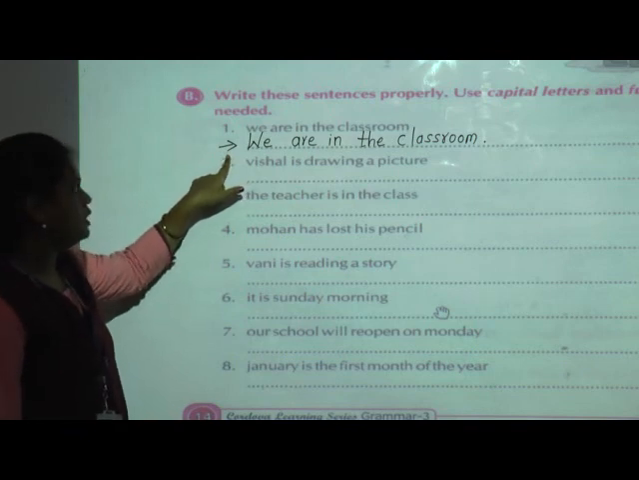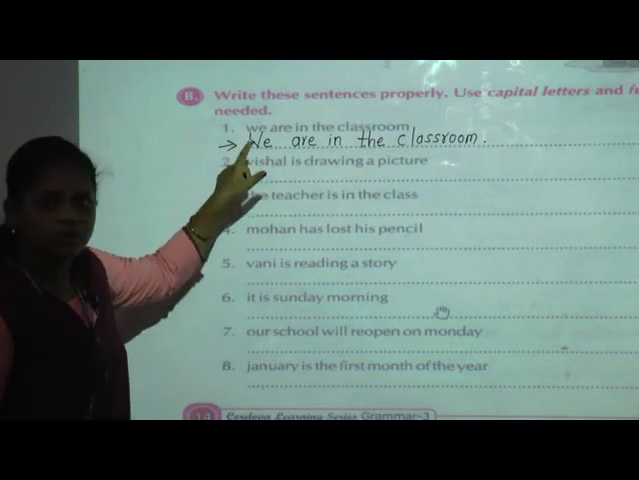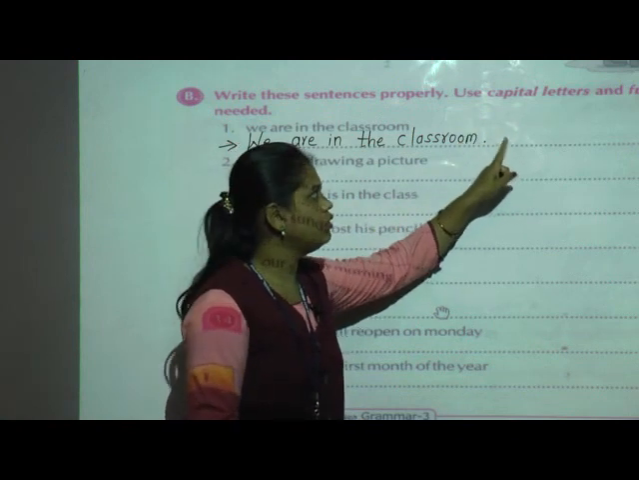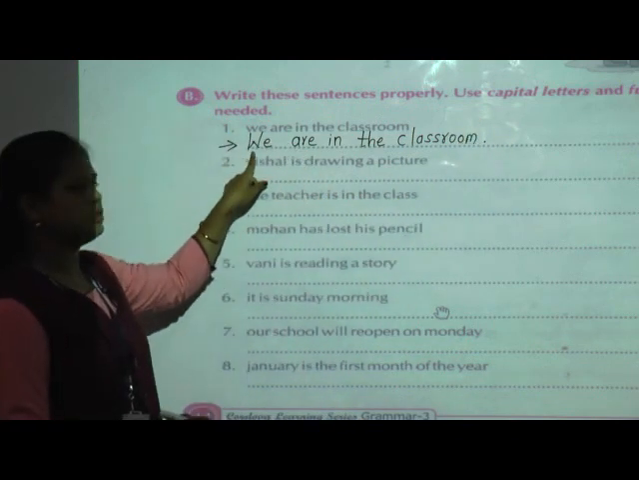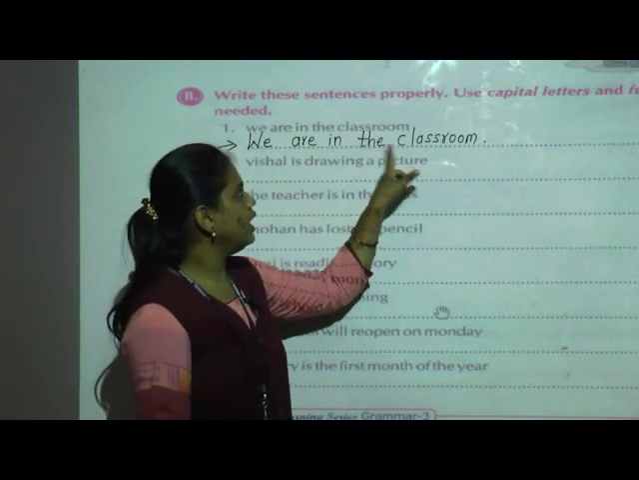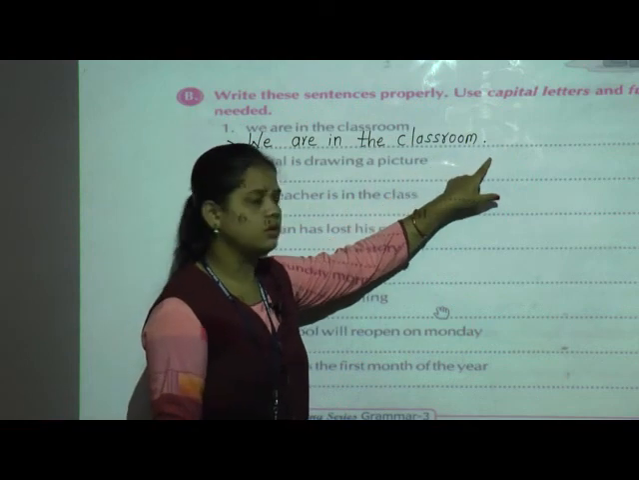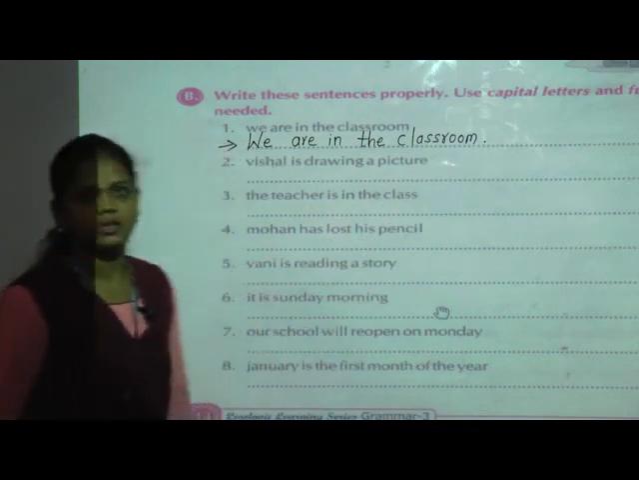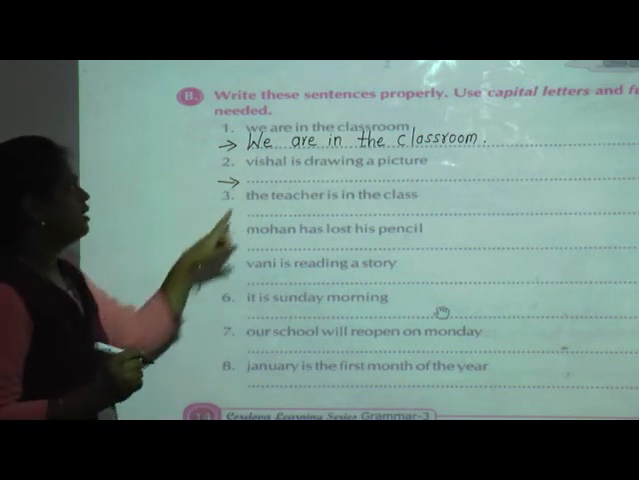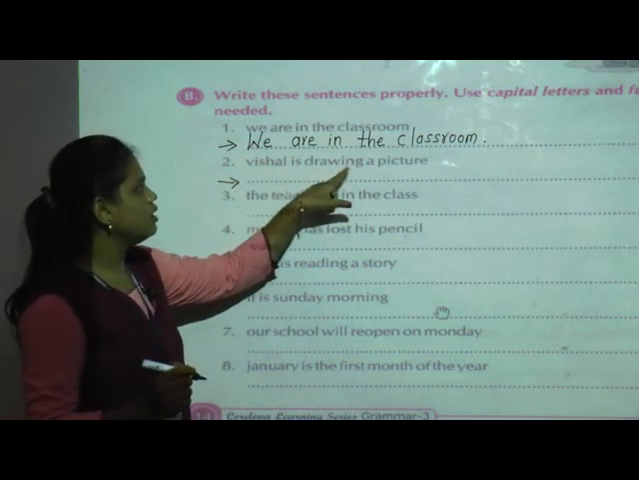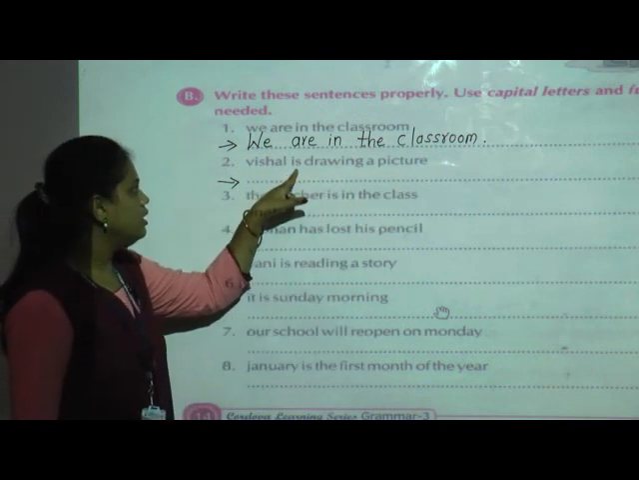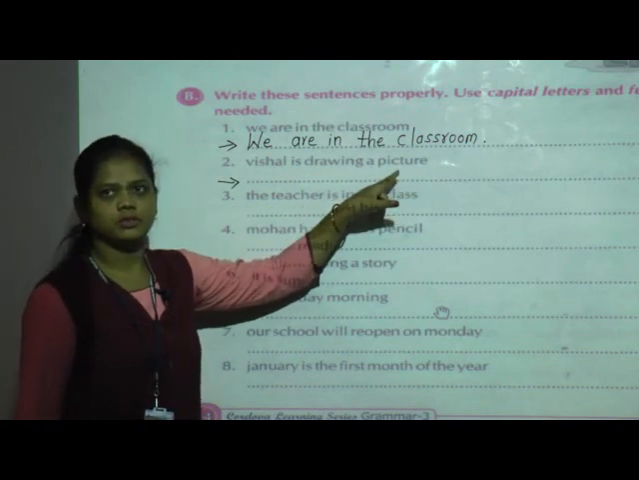First one, what have we done? We just have to follow whatever instruction they have given. Capital letters, first letter we have to start with a capital. Now after ending the sentence, what do we have to do? We have to give the full stop. Okay. Now the second one is, Vishal is drawing a picture. Second one is, Vishal is drawing a picture.